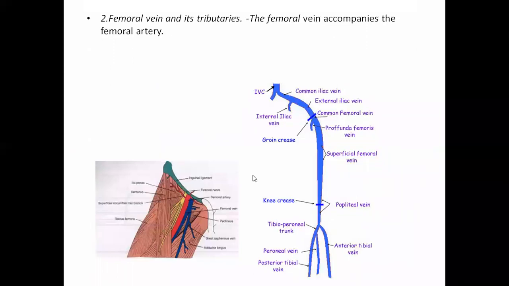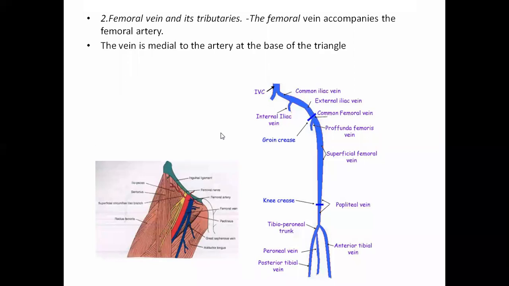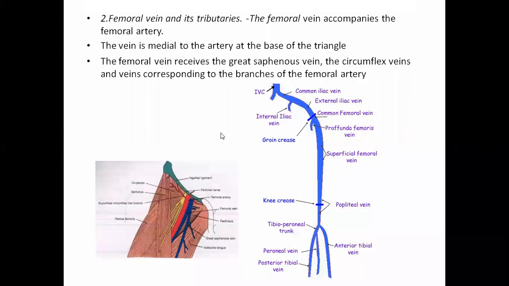The femoral vein can be seen here as the most medial structure in the femoral triangle, along with its tributaries. Some of the veins are draining into the femoral vein. The femoral vein accompanies the femoral artery, as we can see. The location of the femoral vein is medial to the femoral artery. The femoral vein receives the great saphenous vein, the circumflex veins and veins corresponding to branches of the femoral artery.